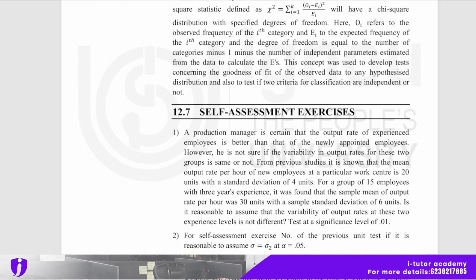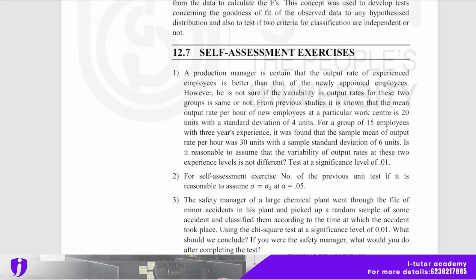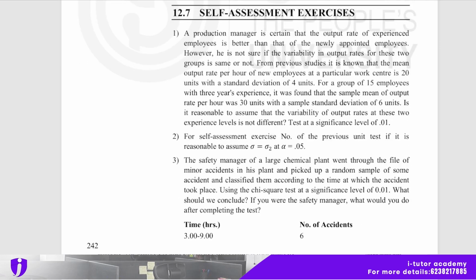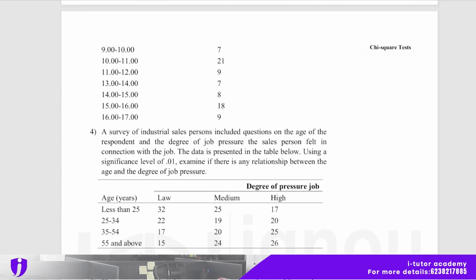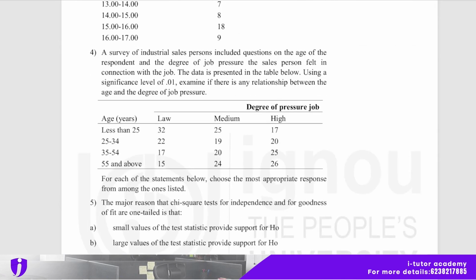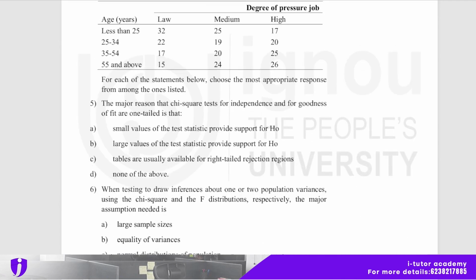And here is a self-assessment exercise. All are based on hypothesis-based questions and are practical in nature, so try to do them. It will help you for your term-end examination. Maybe questions can come from this section also, so do it, and in between, if you have any doubt, you can contact us also.